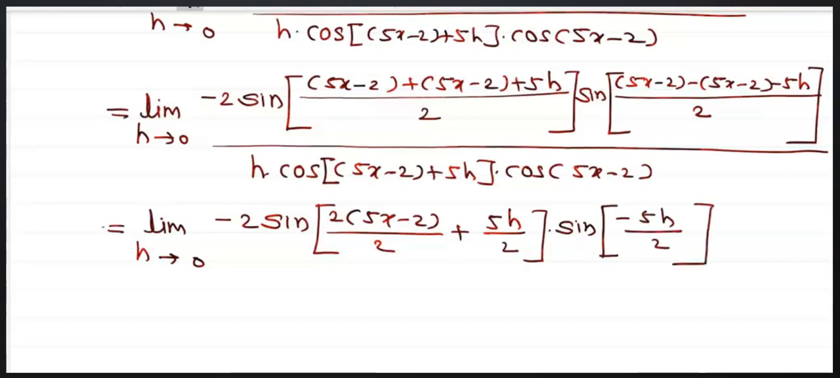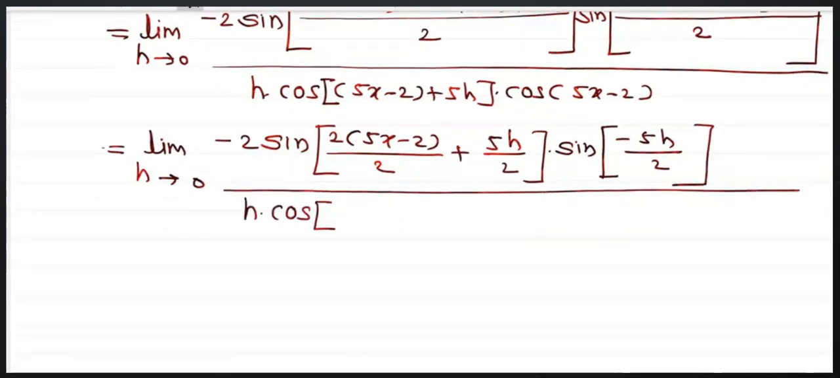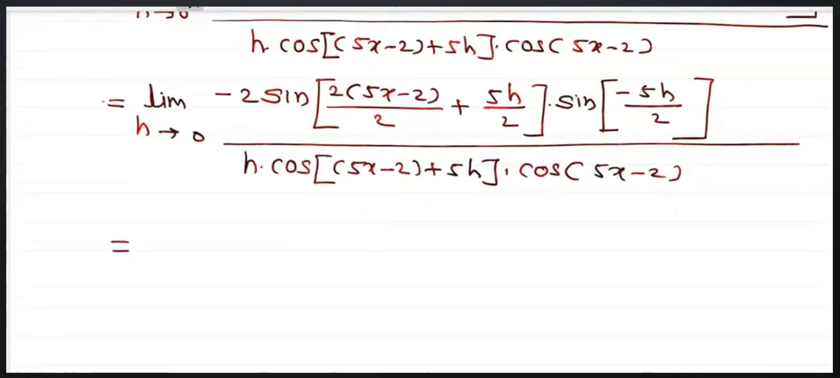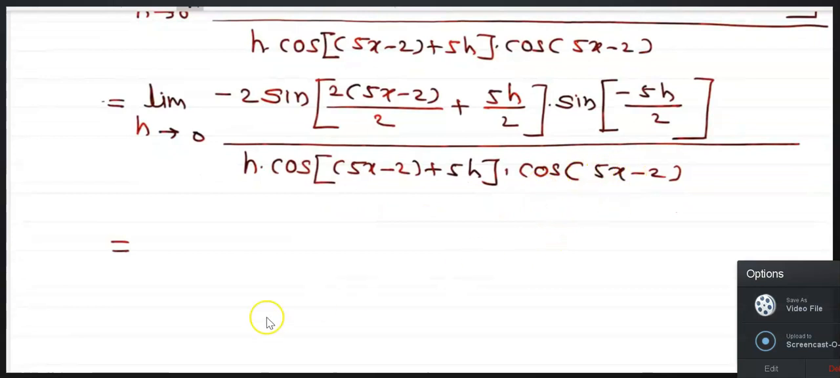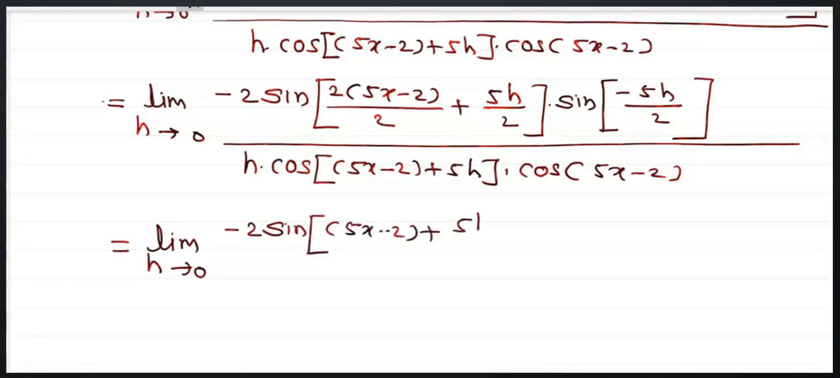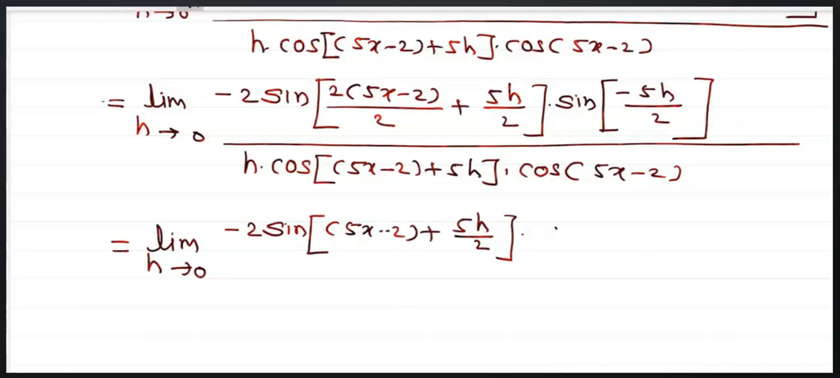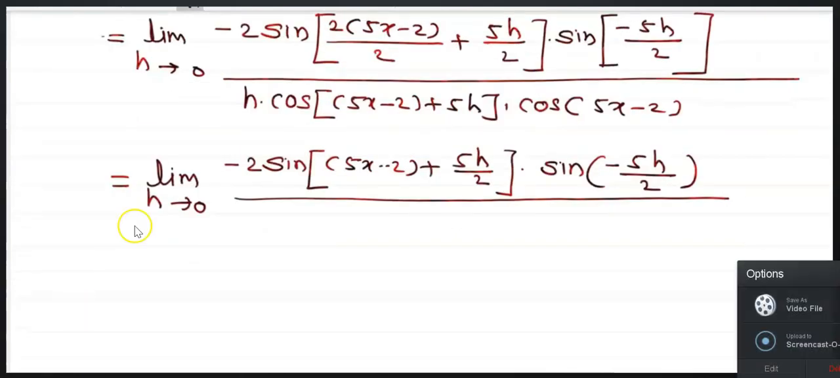upon h cos of (phi x minus 2 plus phi h) into cos of phi x minus 2. Limit h tends to 0 of minus 2 sine of (phi x minus 2 plus phi h) upon 2 into minus phi h upon 2. Now see here, there is a minus sign again, but what is the sign of minus theta? It is minus sin theta. Therefore this minus sign and this minus will become plus in the next step.